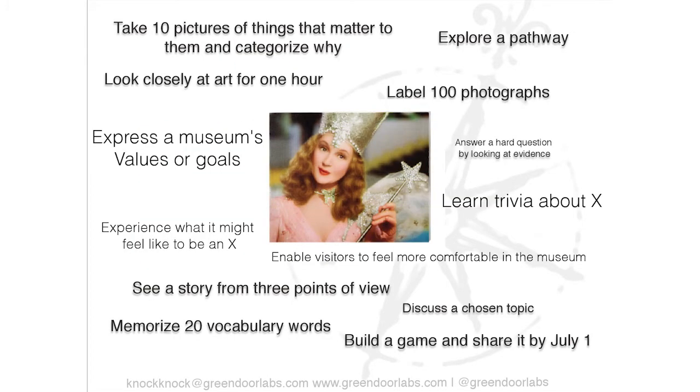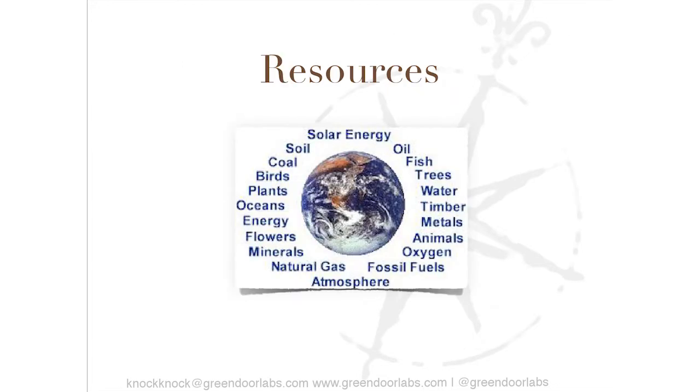So some good goals that I've seen that really were successful, things like take 10 pictures, look closely at art for 1 hour, label 100 photographs, experience what it might feel like to be an X, right? Express a museum's values or goals. These are very specific things that we want to do. We know when we've done it, we know when we haven't done it.